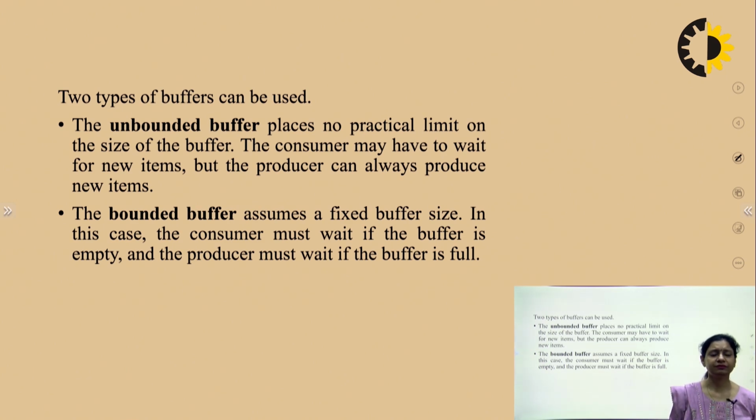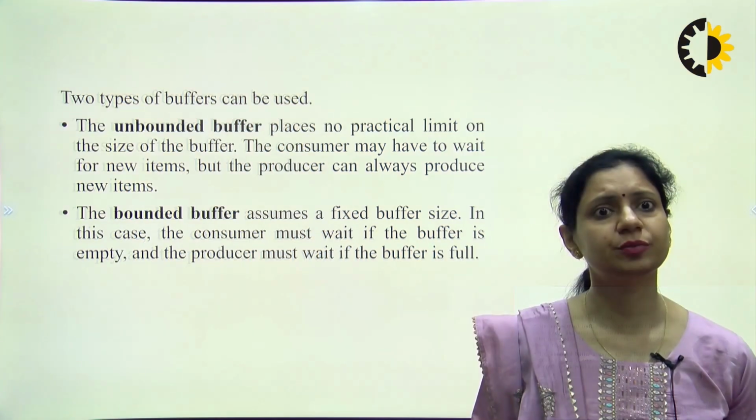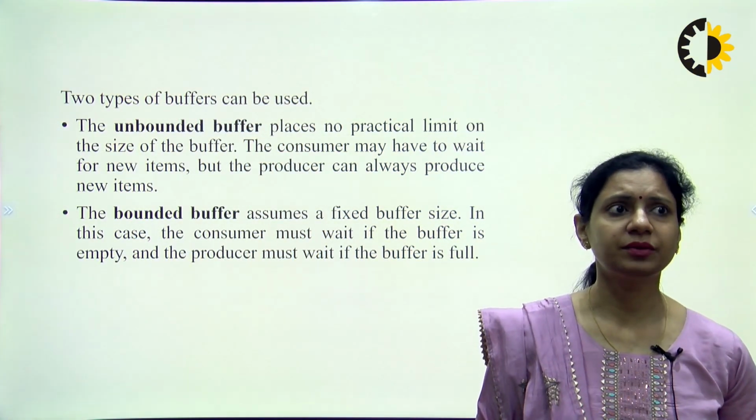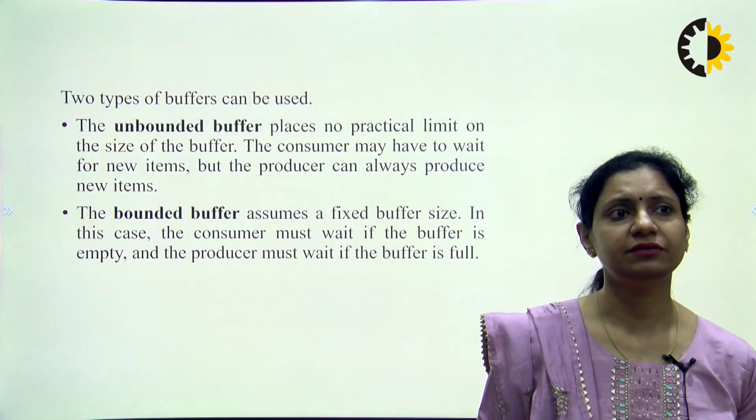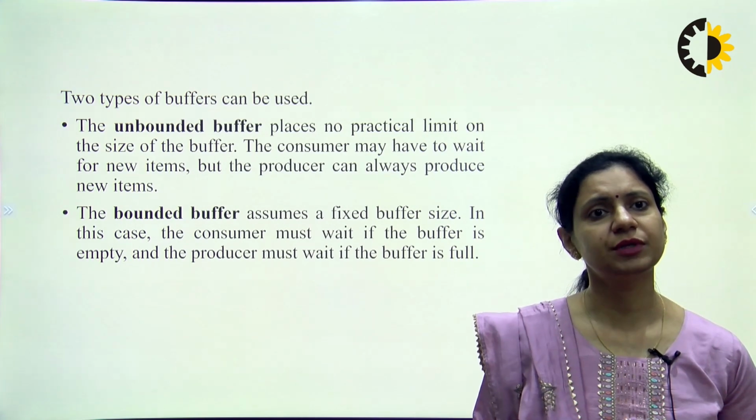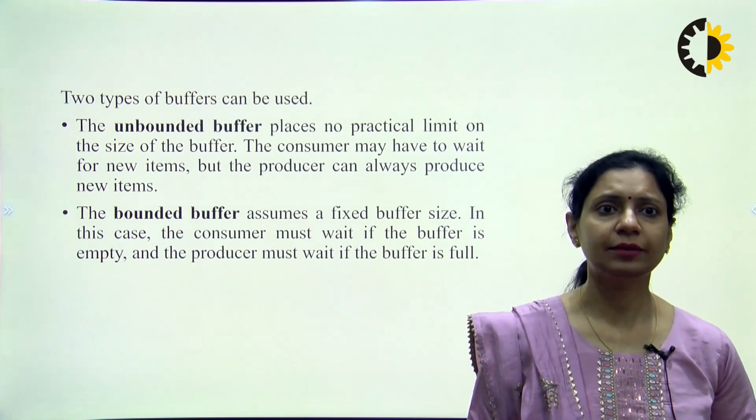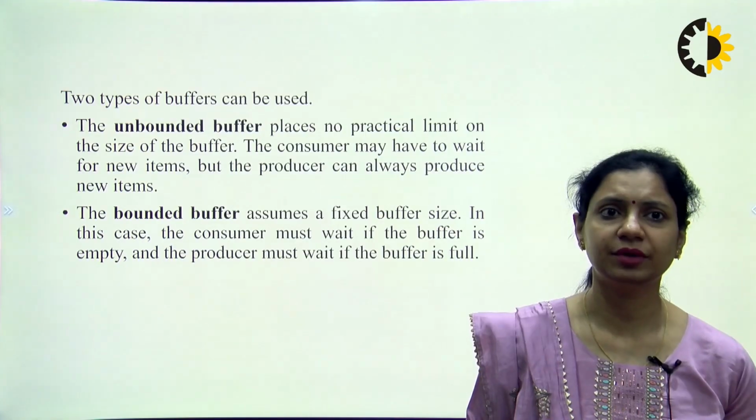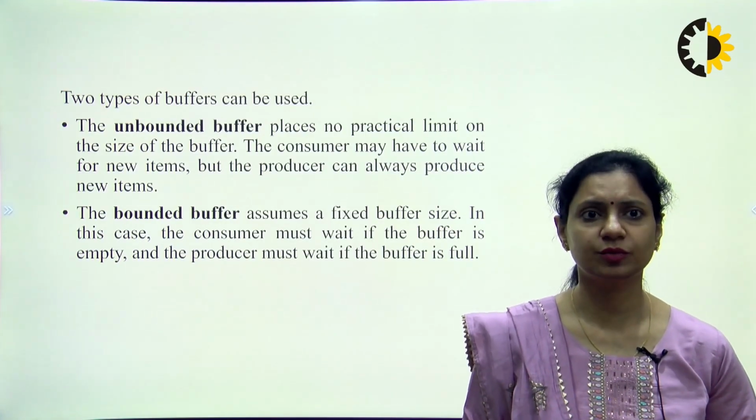The unbounded buffer is just the opposite of it, where the size of the buffer is unlimited and the consumer may have to wait for new items, and the producer can keep on producing because there is no fixed size. Because there is no fixed size, the producer will not know where it has to stop. So this is a problem with the unbounded buffer, where the consumer can wait indefinitely while the producer is producing something. But this problem can be overcome when we are working with the bounded buffer in the producer-consumer problem.